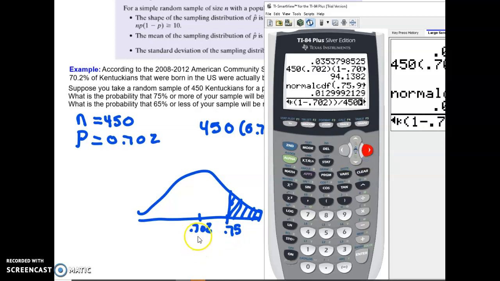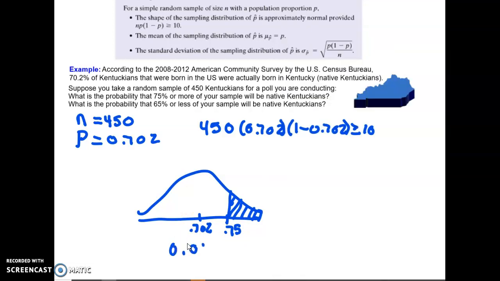So we end up with 0.0129, or 1.29% chance.